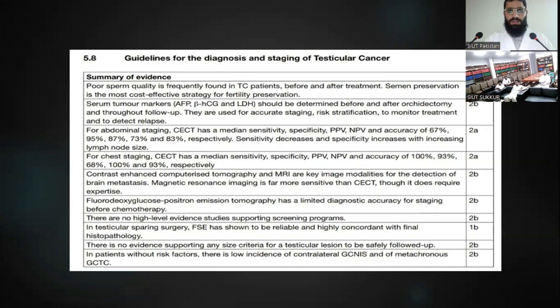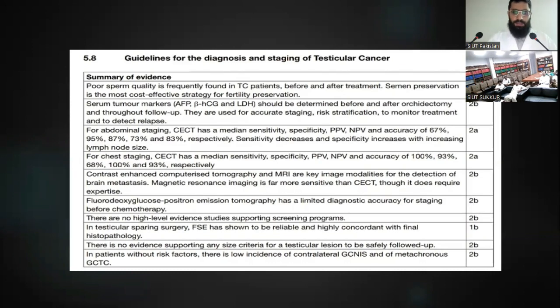For abdominal staging, contrast enhanced CT has a median sensitivity, specificity, positive predictive value, negative predictive value, and accuracy of 67%, 95%, 87%, 73%, and 83% respectively. Sensitivity decreases and specificity increases with increasing lymph node size. For chest staging, contrast enhanced CT has a median sensitivity of about 100%.